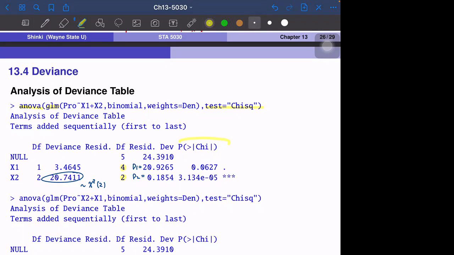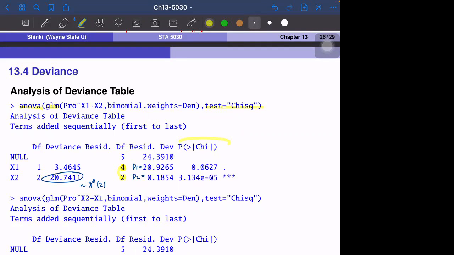To be exact, we have 6 observations in total, right? So we have the 6 lines. X1 has 2 parameters, so 6 minus 2, so 4. X2 has 3 parameters, so 6 minus 3. And then the intercept, so the 2. So we have the difference of 2. So this follows chi-square 2.